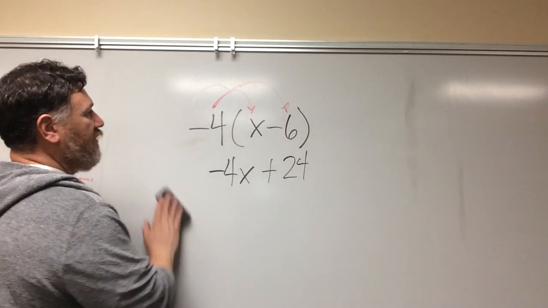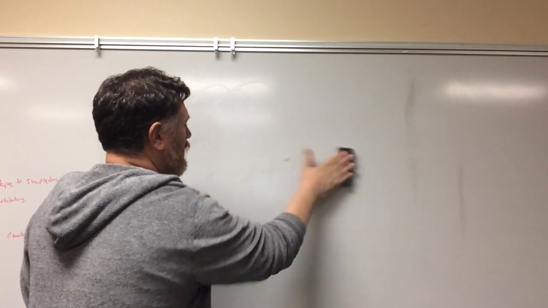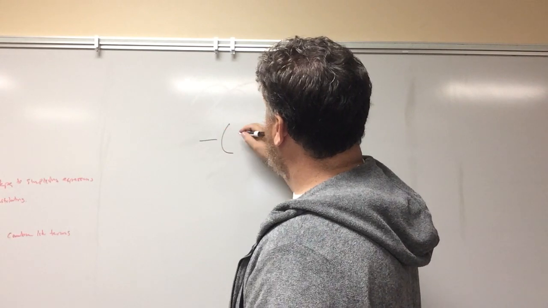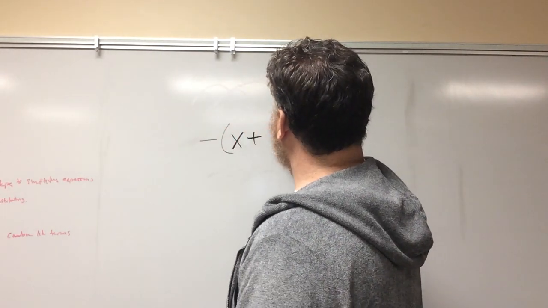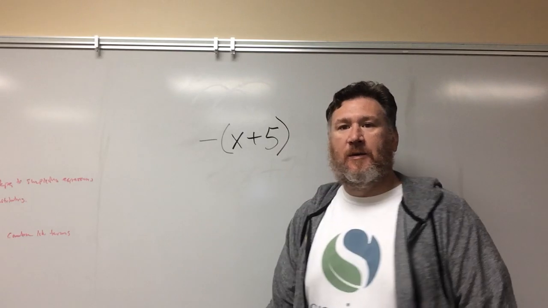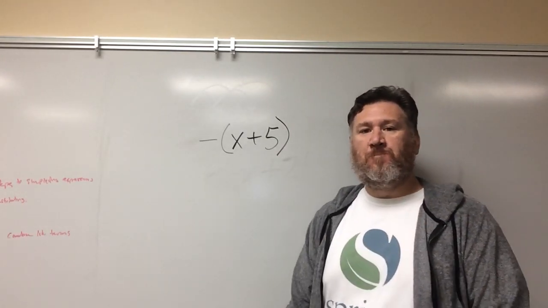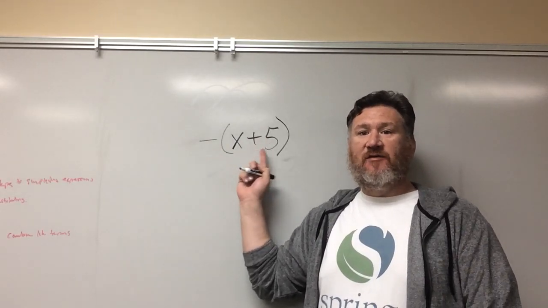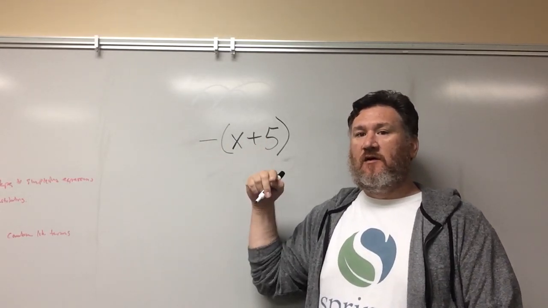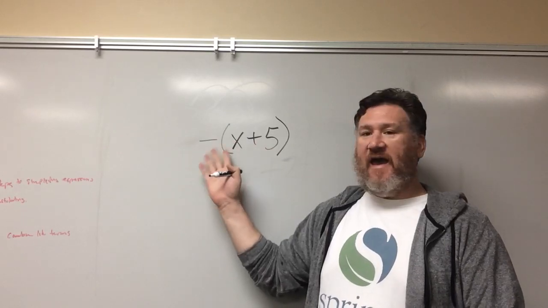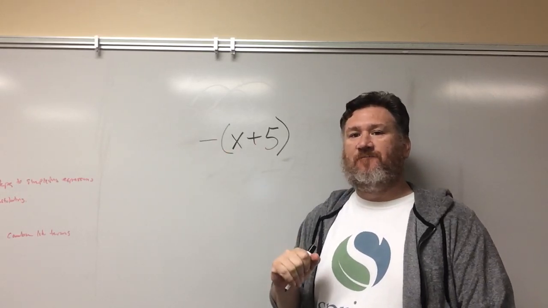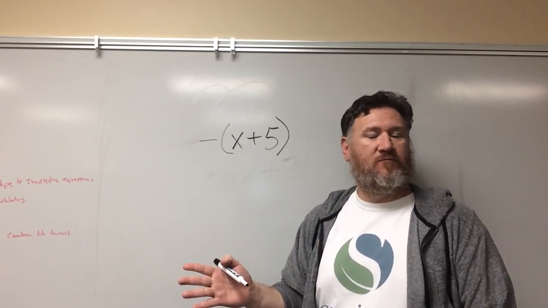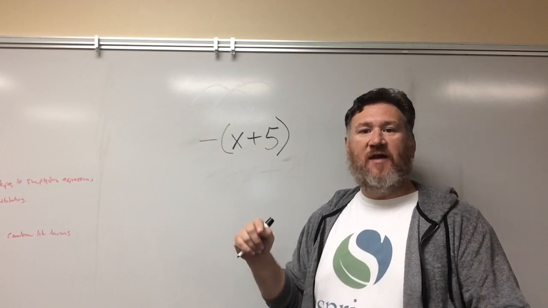One more example before you guys try one out on your own. Negative the quantity of x plus 5. So when we're distributing, we want to take the number that's outside the parentheses and multiply it to everything that's inside. What number do we have outside the parentheses? I'll give you guys a second to think about it. We have an invisible 1.